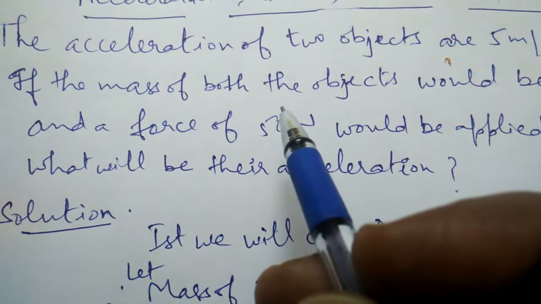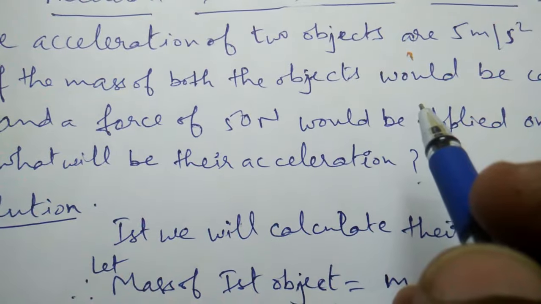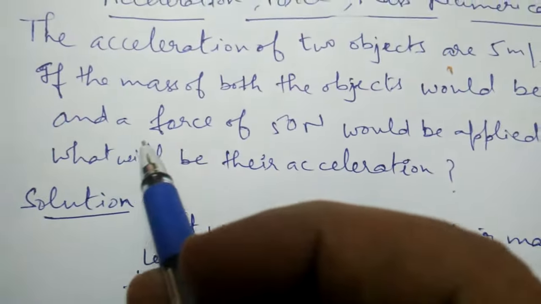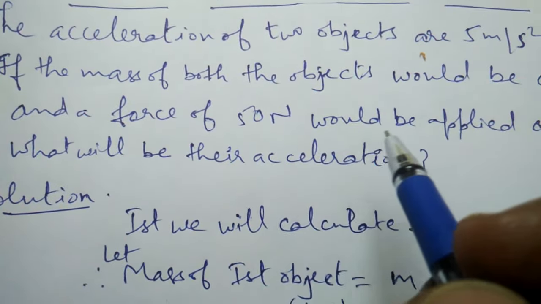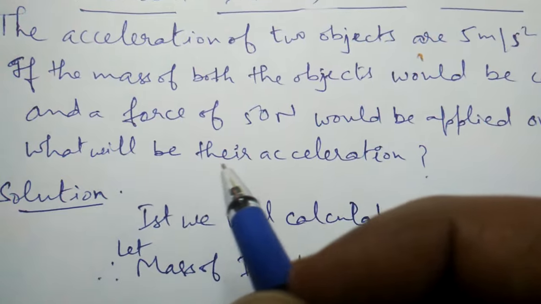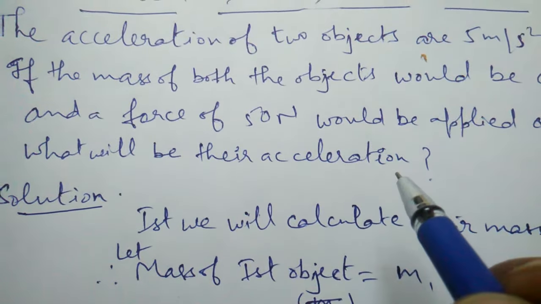If the mass of both the objects would be combined and a force of 50 Newton would be applied on them, what will be their acceleration?